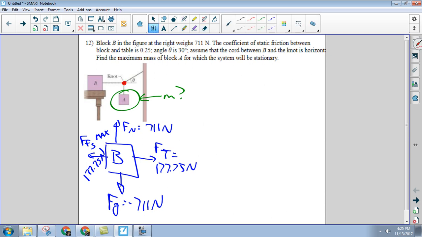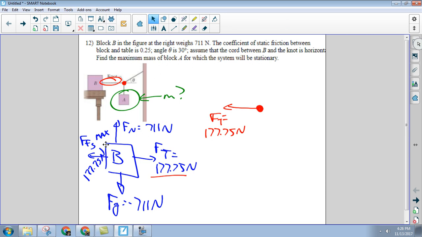Okay. So at this knot, what's happening? Well, there are three forces on it. There's this tension force. Now remember, the tension at both ends of that rope are the same. So if it's 177 here, then it's got to be 177 here. Okay? All right, and then what other forces are there? Well, let's see. There's the force of tension from A pulling down. So let's just call that the force of tension produced by block A. All right?